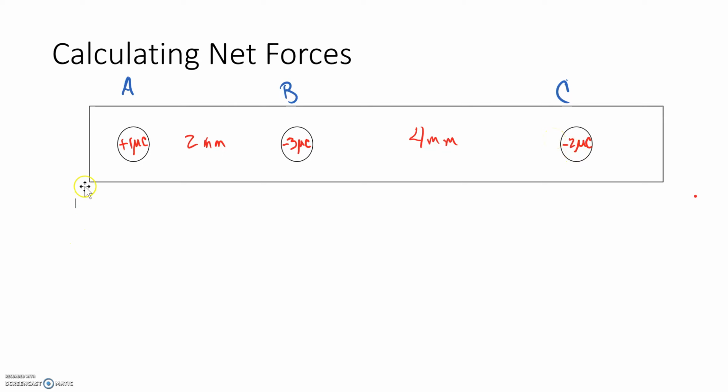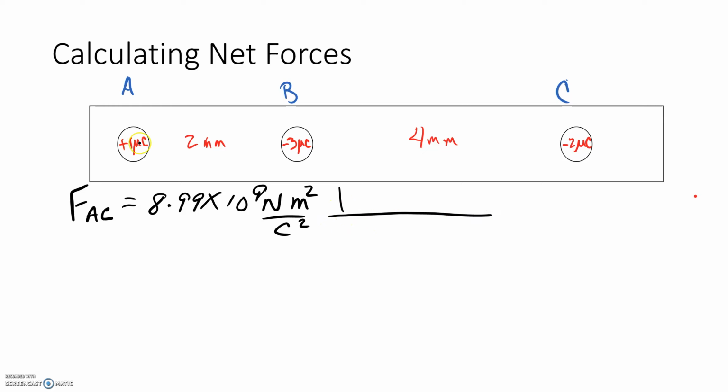When I want to calculate that, I'm going to use 8.99 times 10 to the 9th Newton meters squared over Coulomb squared. That tells me what units I need to use on my charges and my distances.